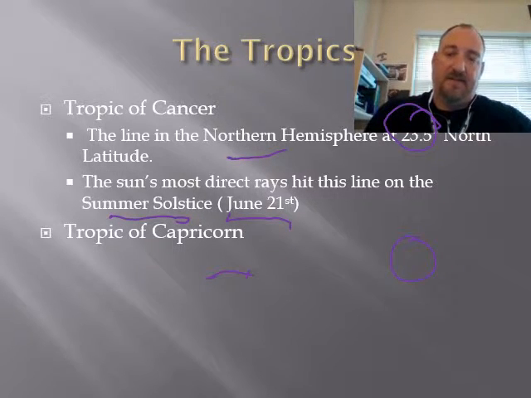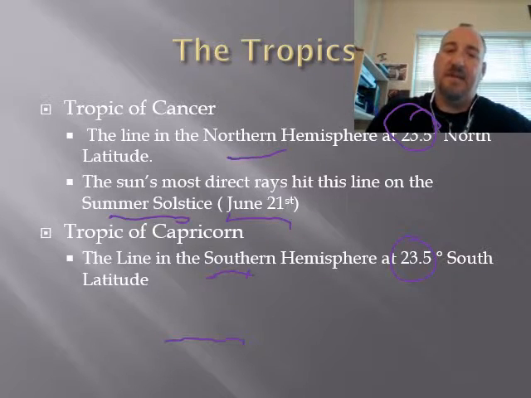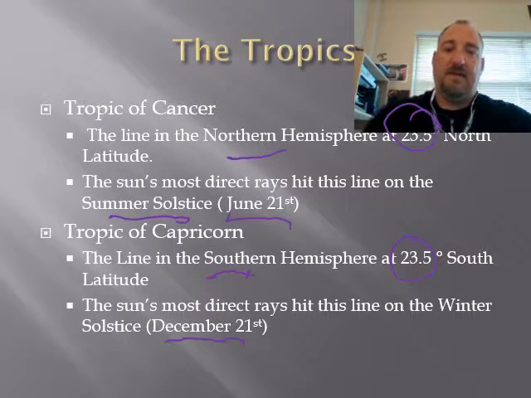The sun's most direct rays are going to hit this on December 21st, our winter solstice in the northern hemisphere. So this would be our shortest day of the year. Now, if we lived in the southern hemisphere, this would be opposite. June 21st would be our shortest day, and then December 21st would be our longest day.